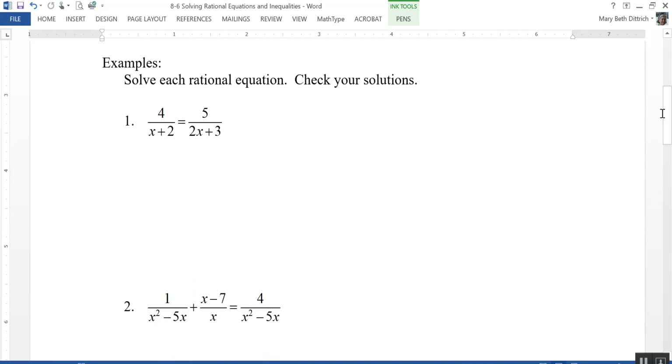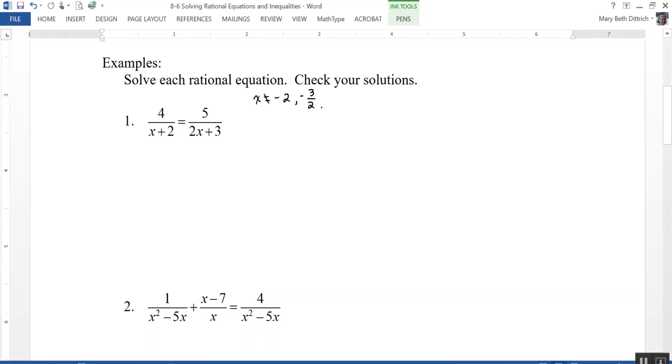First one is 4 over x plus 2 equals 5 over 2x plus 3. Actually, the first thing I want to do is identify the values that x cannot equal. In other words, what are those values of x that are going to make my denominator equal to 0? Since one of my denominators is x plus 2, x cannot equal negative 2. And my other denominator is 2x plus 3, so x cannot equal negative 3 over 2.